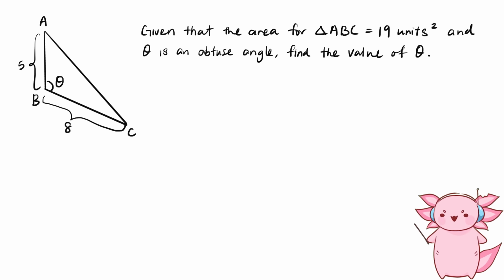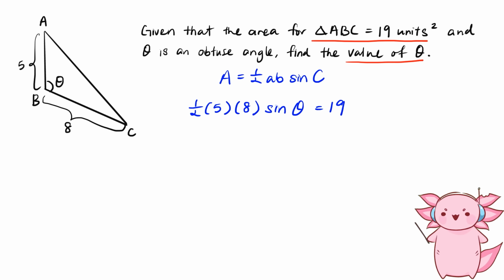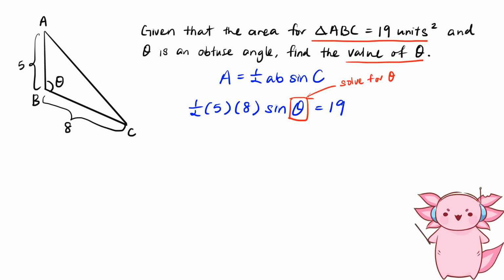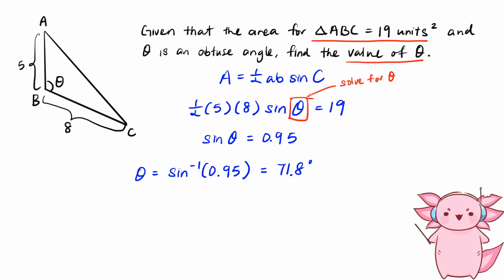Let's try out this question where they actually give you the area and ask you to find the value of theta over here. So using the formula half AB sine theta is equal to 19, we can do some manipulation, and taking the sine inverse gives us the value of theta to be 71.8 degrees.